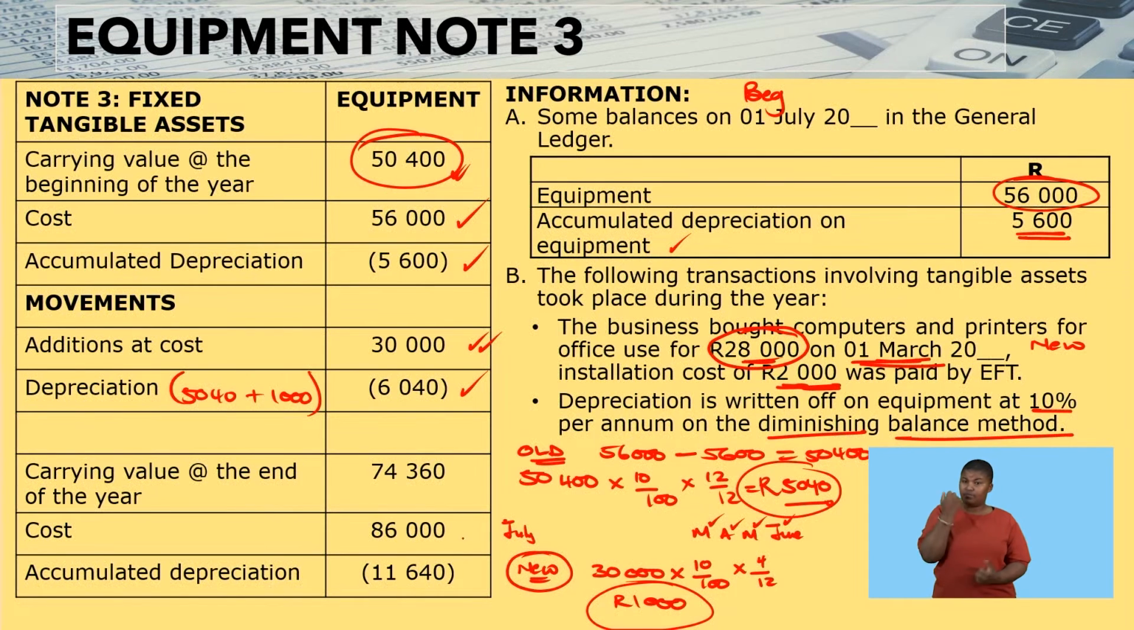Okay, let's go further down then. My cost then changes. How does my cost change? Because I have additions here. So I have 56 plus 30. That gives me 86,000. My accumulated depreciation therefore is my 5,600 plus my 6,040. All right, that gives me 11,640. For me to get the carrying value at the end of the year, I then say my cost 86,000 minus my accumulated depreciation 11,640.